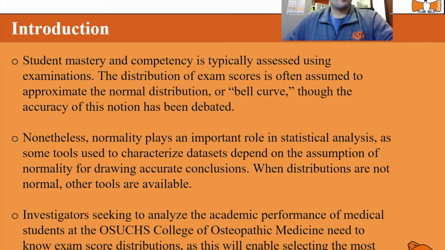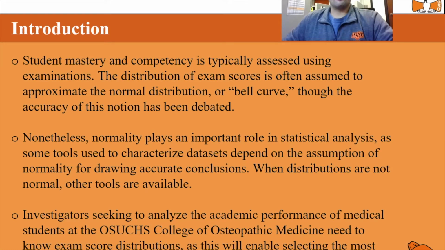In most academic fields, student mastery is typically assessed using examinations, either in written or practical format. It's often assumed that the distribution of scores approximates the normal distribution or the bell curve. While this notion has been debated, the assumption of normality has important consequences in statistical analysis. Many tools used to characterize datasets rely on the assumption of normality for drawing accurate conclusions.